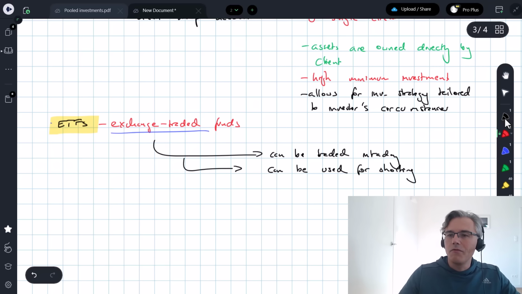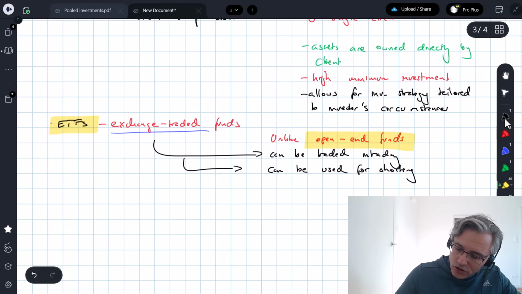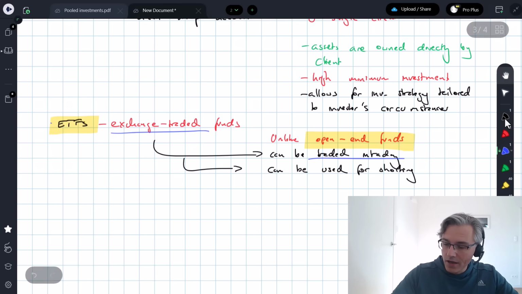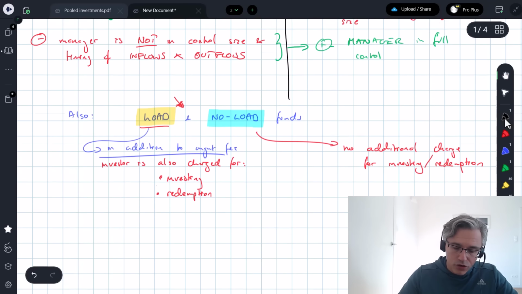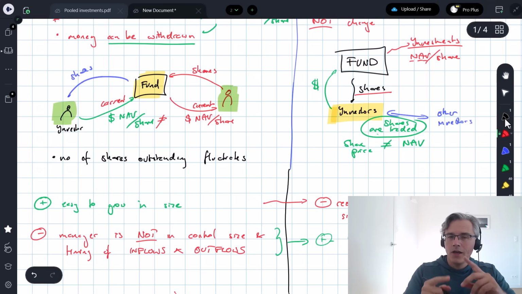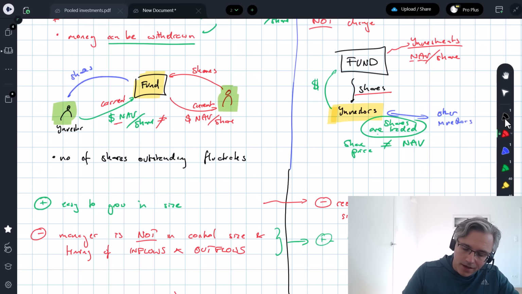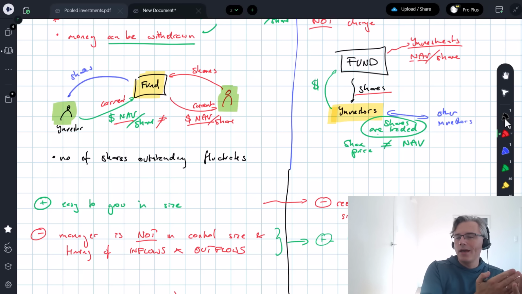And this makes them very different to open-end funds. So let me say, unlike open-end funds, you can't take the shares of an open-end fund and trade them intraday. Why? Because all the transactions that you do on the shares of an open-end fund on a given day are ultimately priced and transacted at the NAV, net asset value of that fund, from the end of the day.